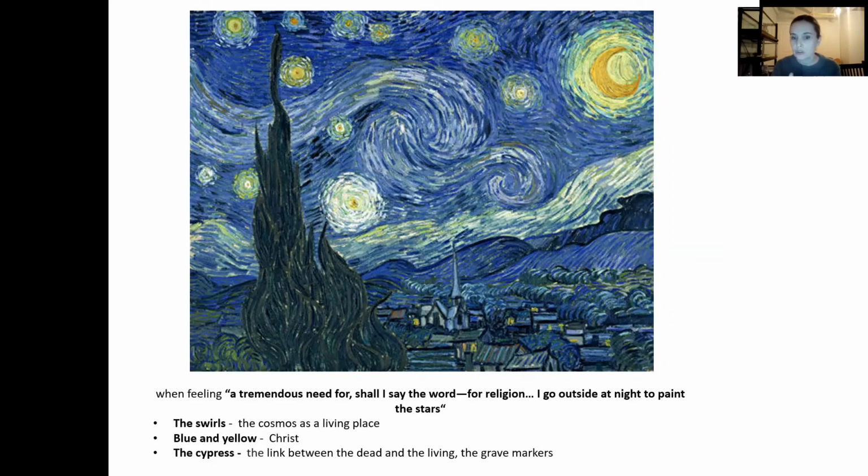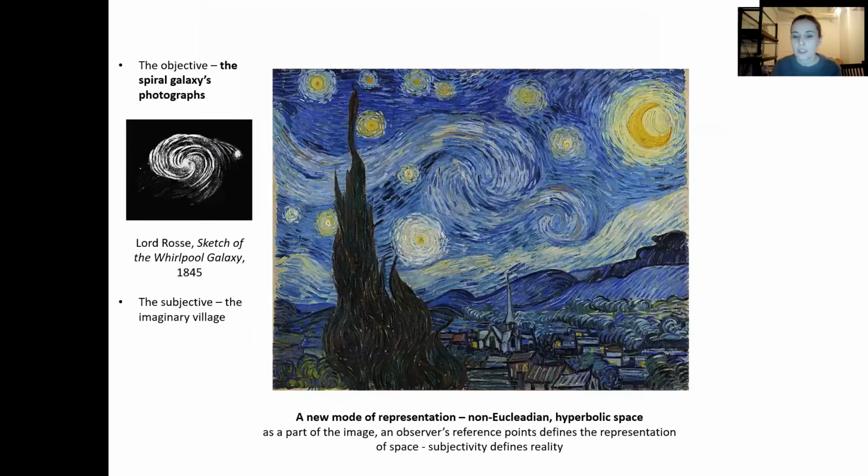The swirls of the sky that present the cosmos as a living being. Blue and yellow is his personal symbolist sort of combination that stands for Christ and divine enlightenment. And the cypress, which he described in another letter, is a tree, a sort of a marker between the land of the living and the land of the dead. So the cypress is a grave marker. The village that you see beyond the cypress did not exist. He invents this village and he adds it here.